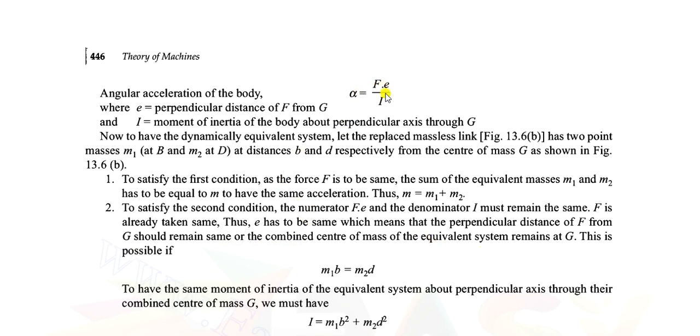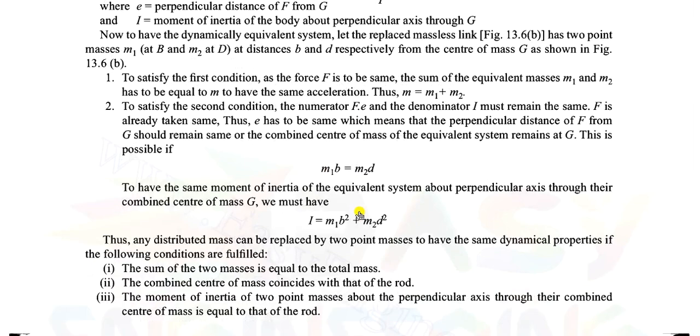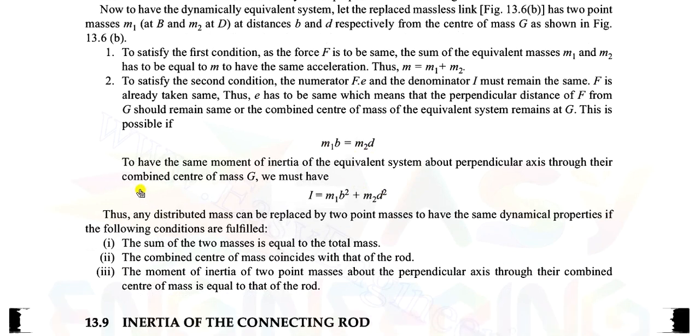Okay, so f is already constant, so e should be the same. To satisfy this e condition, m1 into b should be equal to m2 into d. m1 into b should be equal to m2 into d means if you take moments about g, they should come out equal. So the second condition we are getting is m1 into b equal to m2 into d.